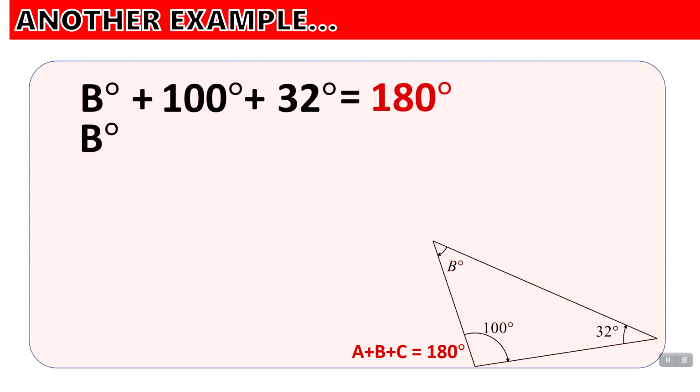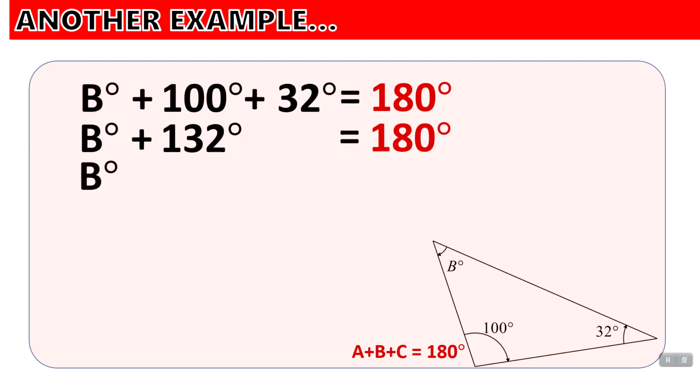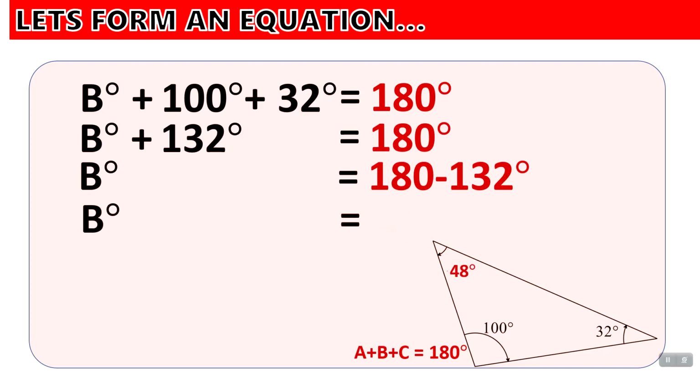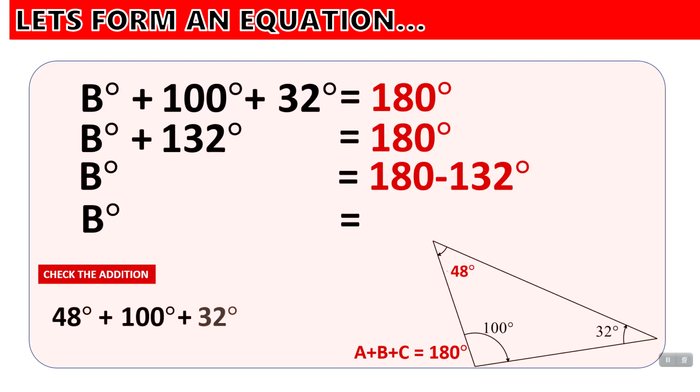And now let's simplify the 100 plus the 32, which gives us 132. And that equals 180. And now to find B, we have to subtract the 132 from 180, and that gives us 48 degrees. So B is now 48 degrees, and again we can check the addition. 48 plus 100 is 148, plus 32 is equal to 180.